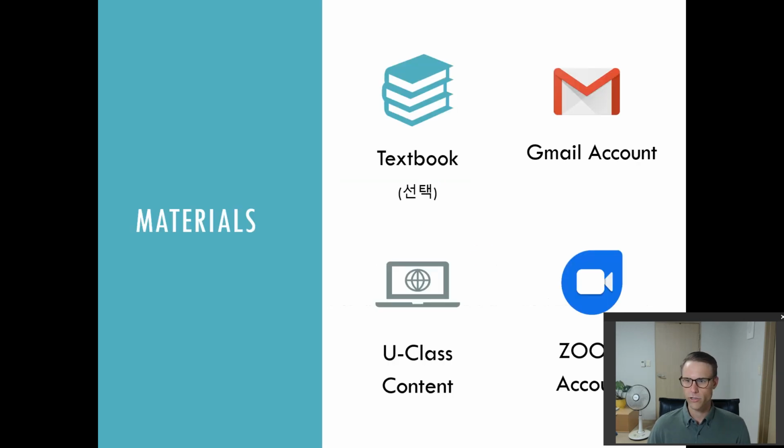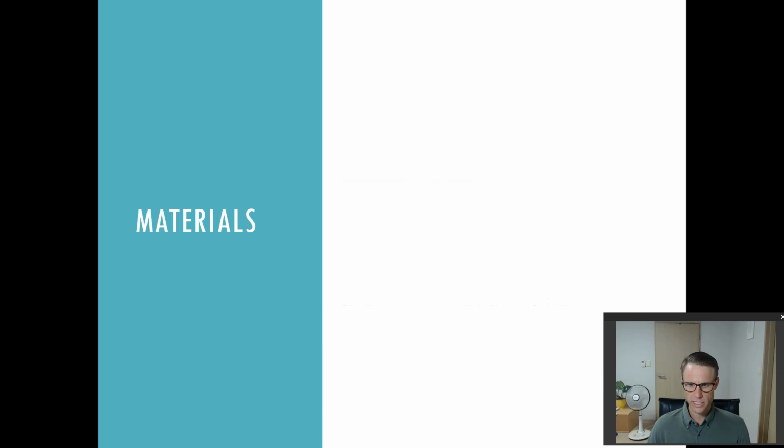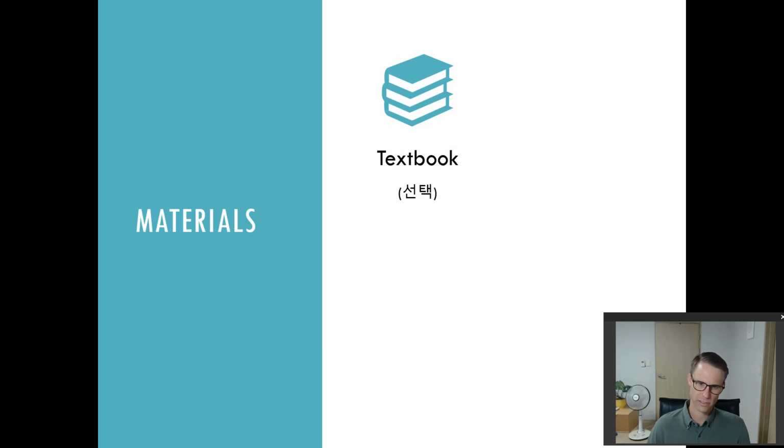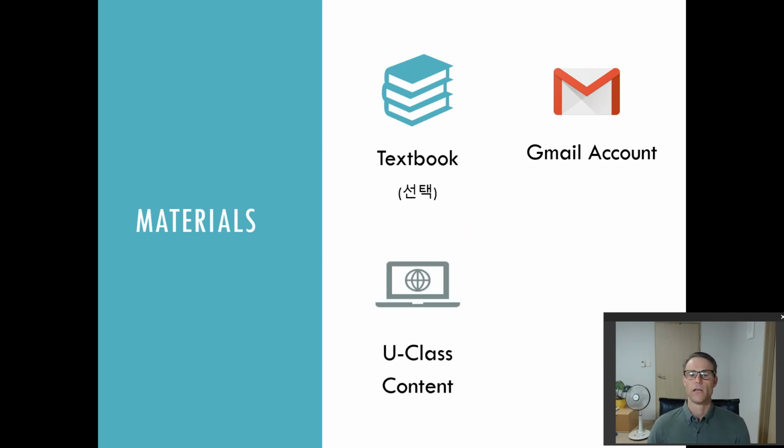Moving on to materials. So some materials that we will need for this class. Textbook. We do have a textbook, but I'm going to make it optional. I'll talk about that later. And we will be making a professional Gmail account, so be prepared to do that. We'll do that later in class, but Gmail is best for business purposes internationally. So we're going to make a Gmail account. UClass content, I will post UClass content every week, so please check our UClass page weekly.